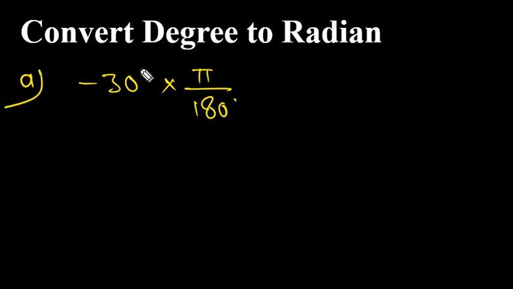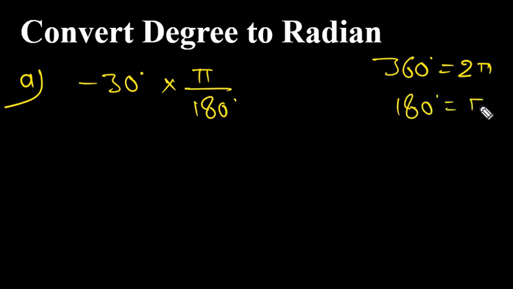So if you have a degree given and you want to change it to radians, you have to multiply with pi over 180 degrees, okay? And also one more thing: 360 degrees is equal to 2 pi and 180 degrees is equal to pi. This information you should know.